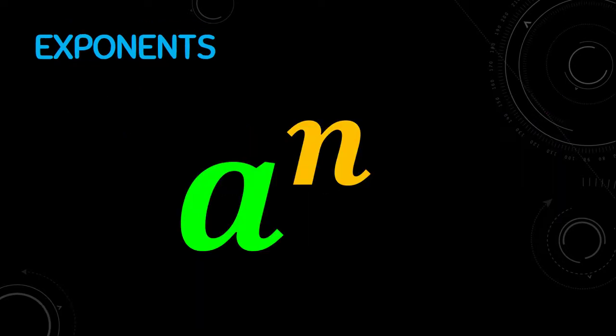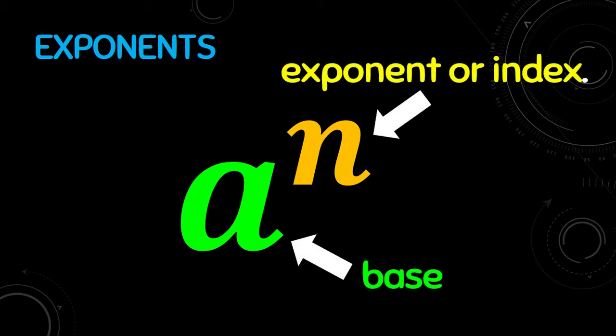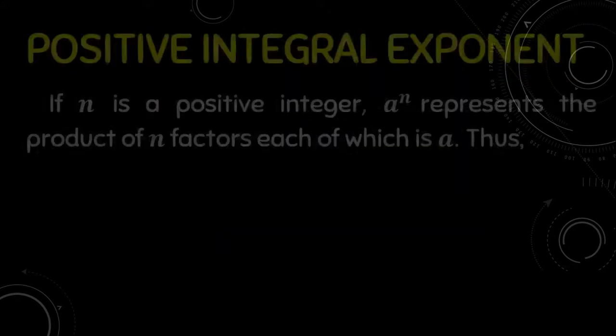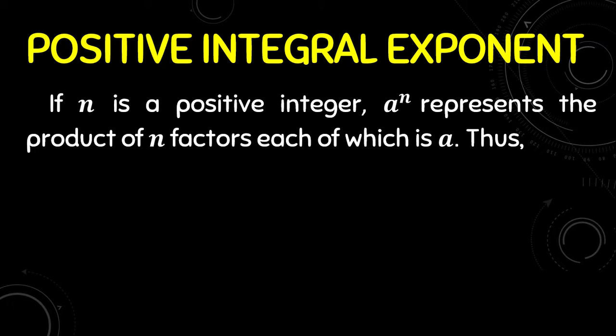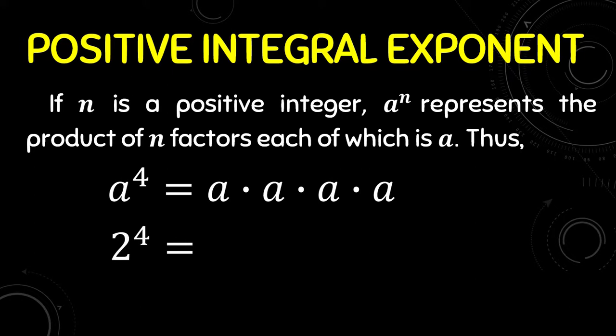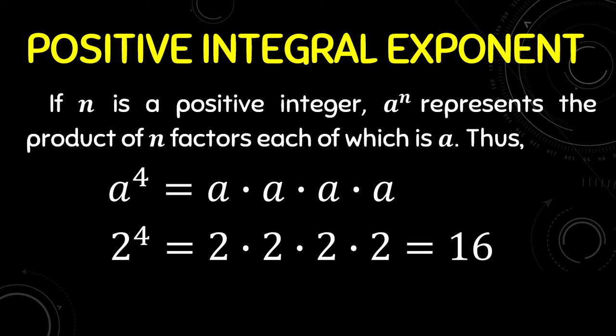Again, in a raised to n, a is what we call the base and n is what we call the exponent or index. If n is a positive integer, a raised to n represents the product of n factors, each of which is a. Thus, a raised to 4 means a times a times a times a. 2 raised to 4 means we multiply 2 to itself 4 times. That is 2 times 2 times 2 times 2, and it is equal to 16.